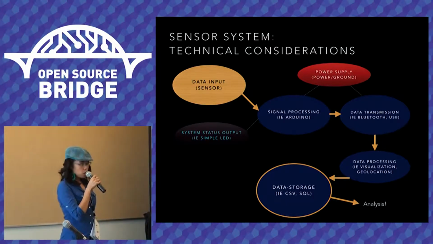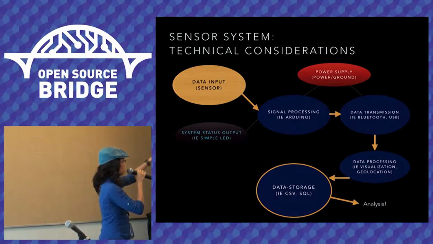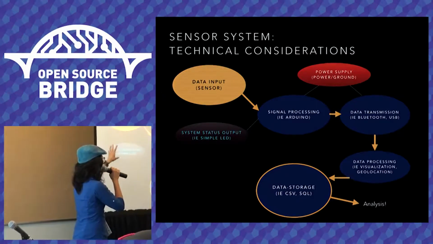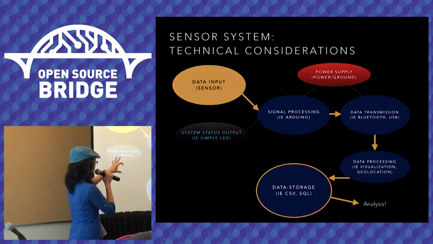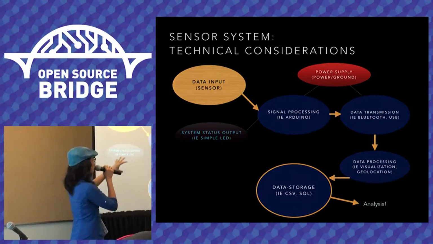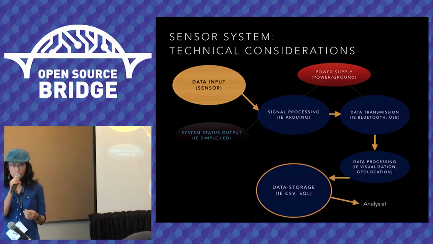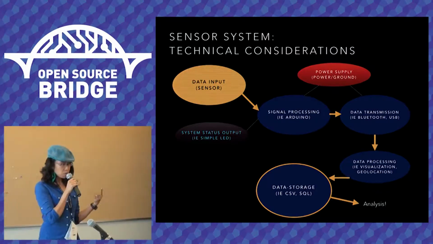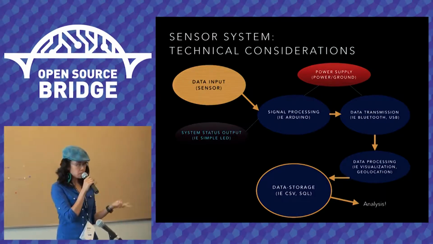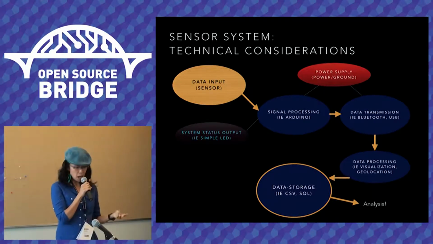In terms of building a sensor system, these are the choices that you have to make. These are the component categories for building a kind of DIY sensor system. That includes the sensor itself. It includes a module to process the signal from the sensor. In many cases, that's an Arduino or a Raspberry Pi.